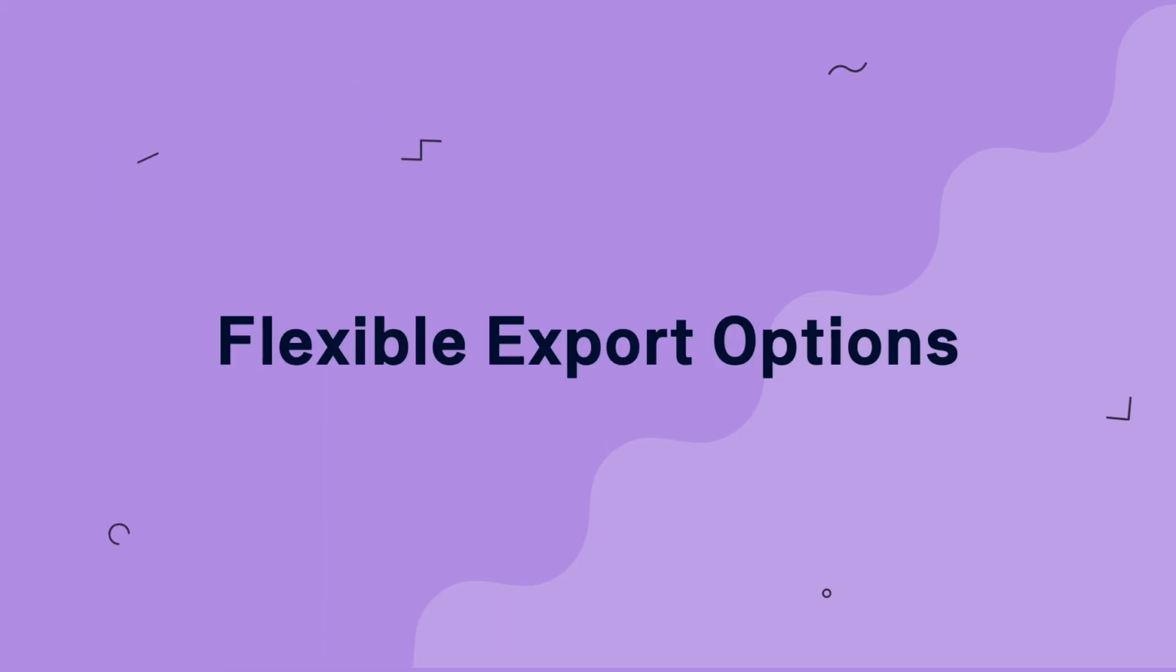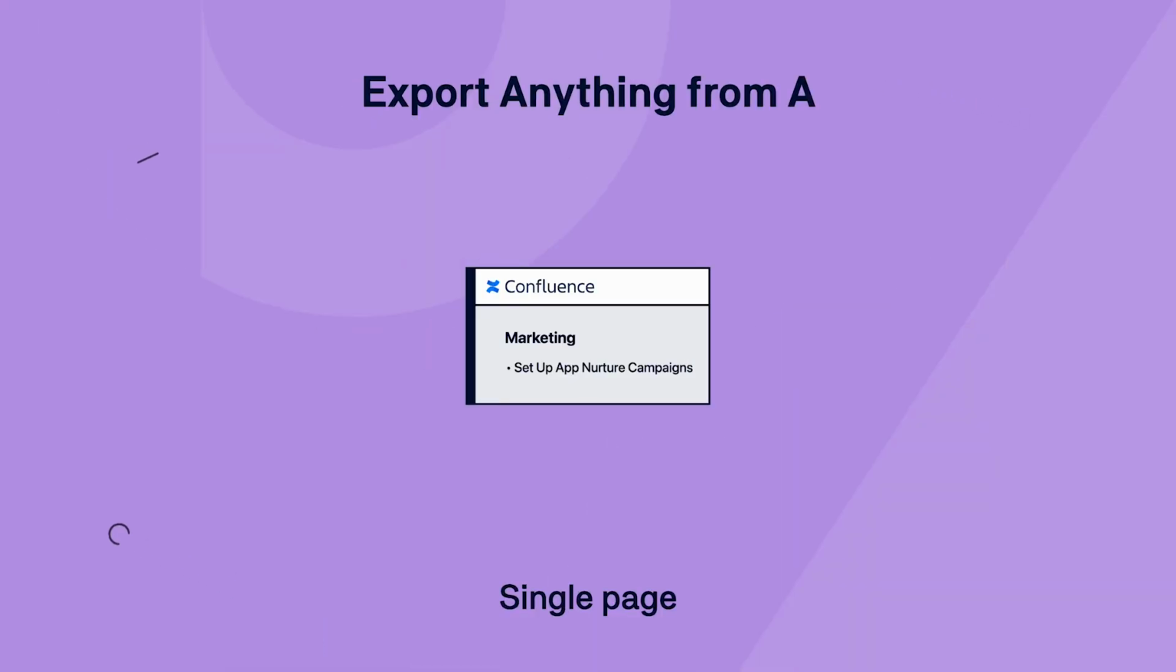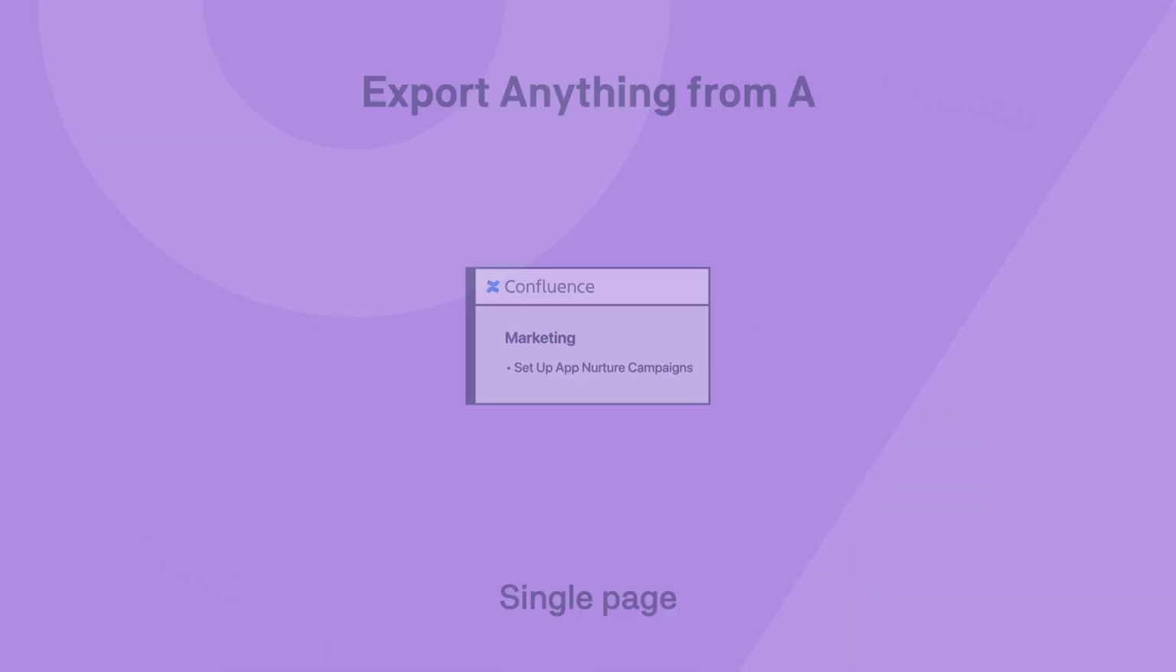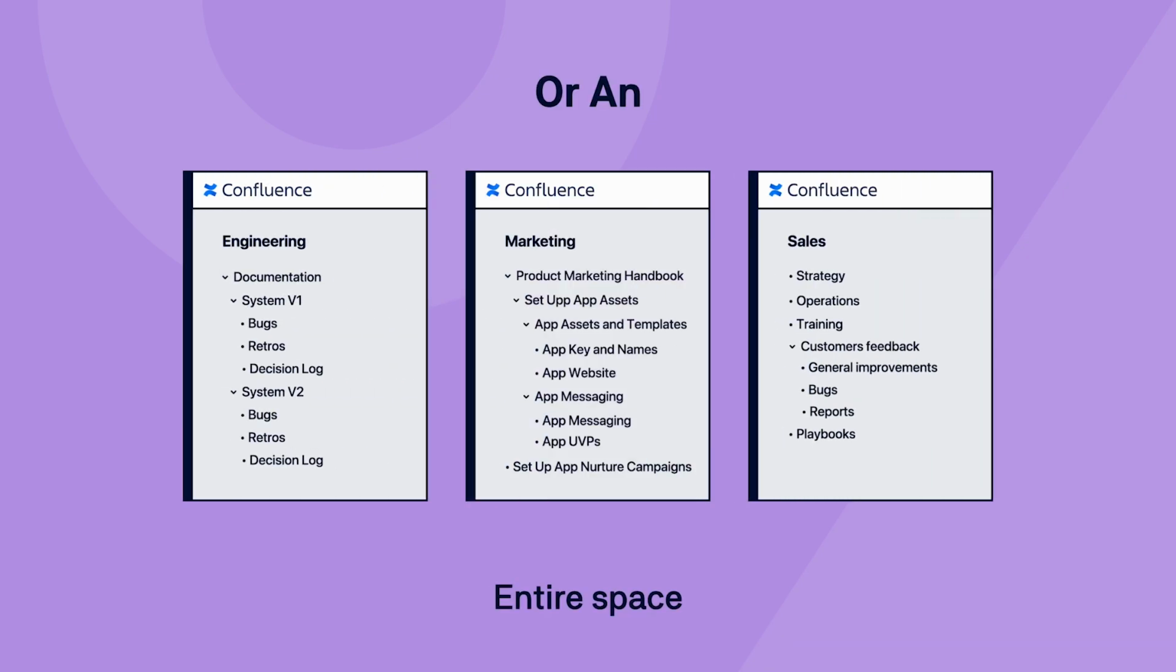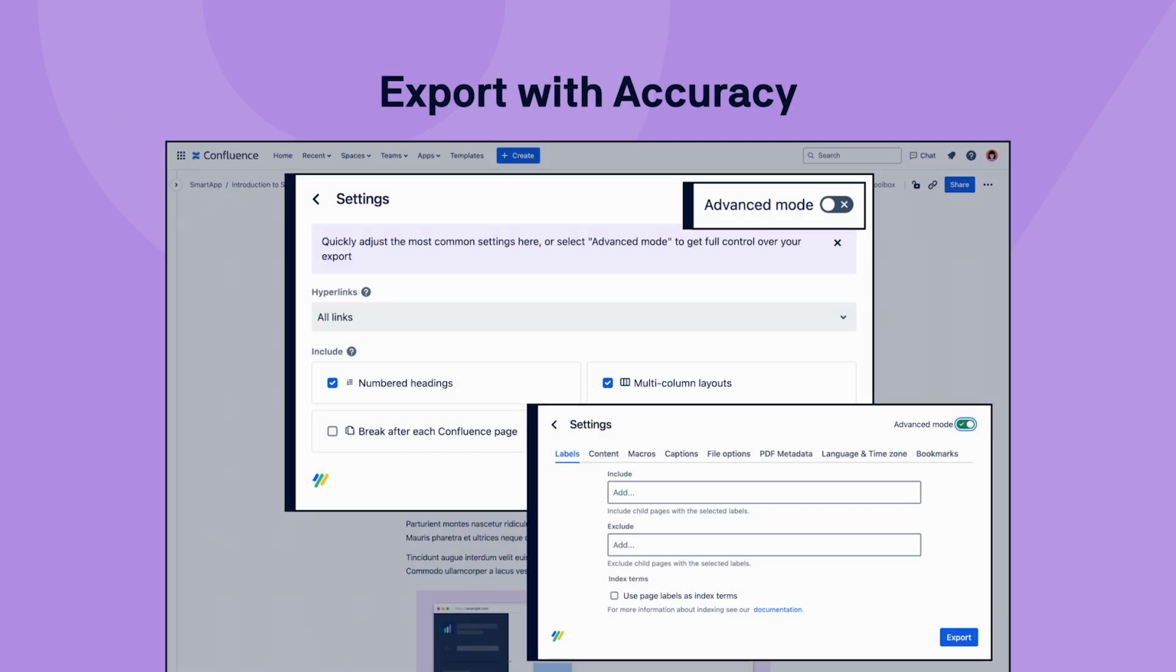Make use of flexible export options. Need to export just one page? Or a full page tree? Or an entire space? Export however you like. Fine-tune your export settings to get the exact output you need, including important metadata, every time.